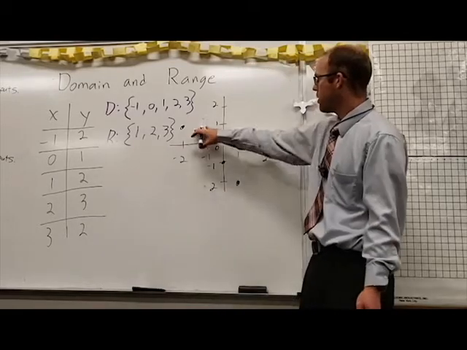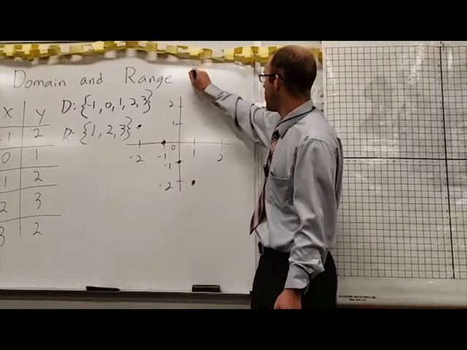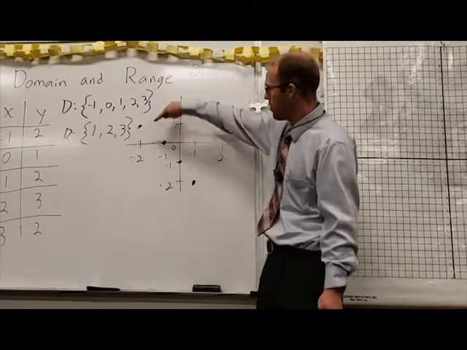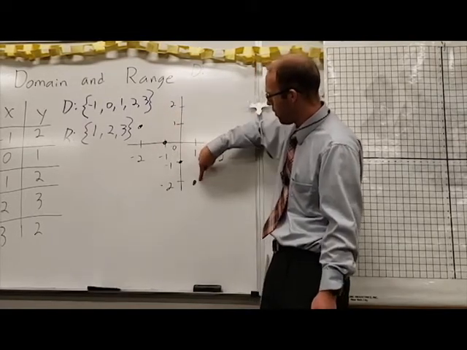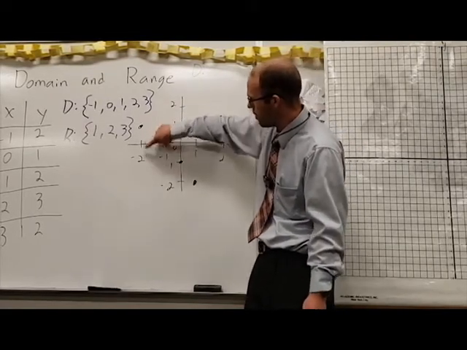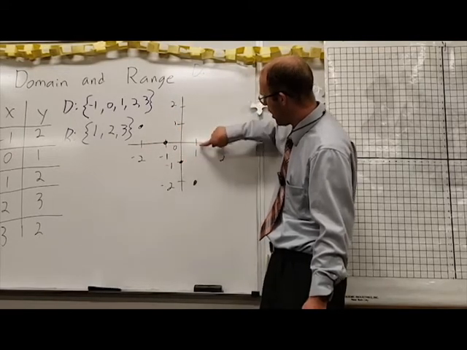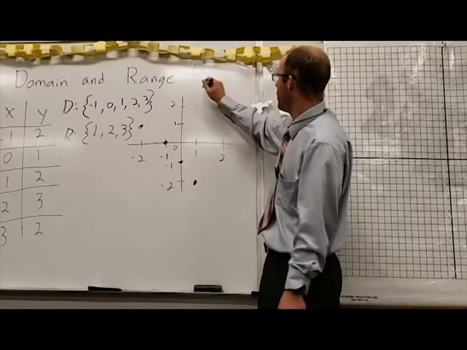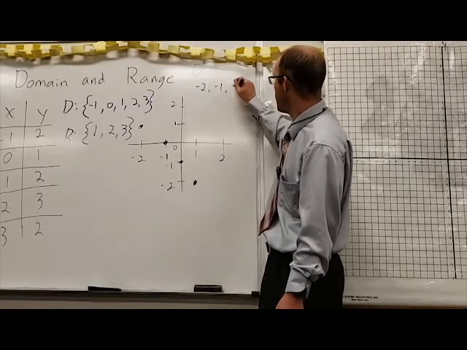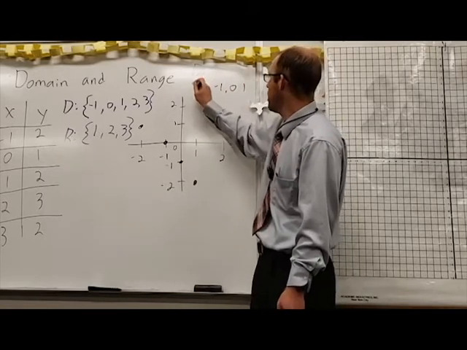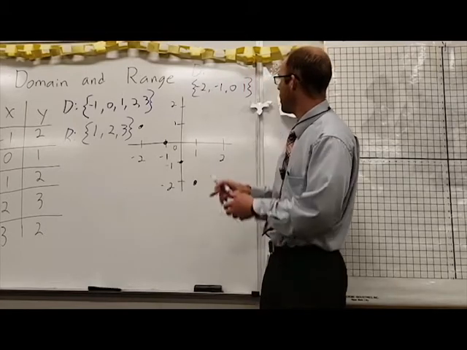Okay, let's take a look at this graph, domain and range. Now our domain again is our set of all x values. So we have 1, 2, 3, 4 different points. The x values for those are -2, -1, 0, and +1. So -2, -1, 0, and +1. Enclose those in braces and we're done.